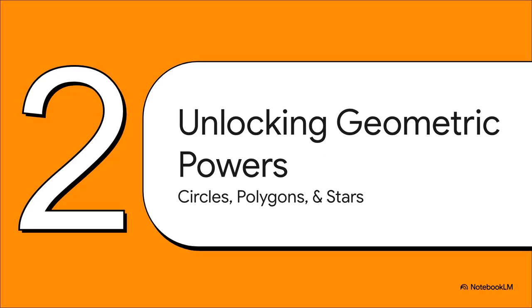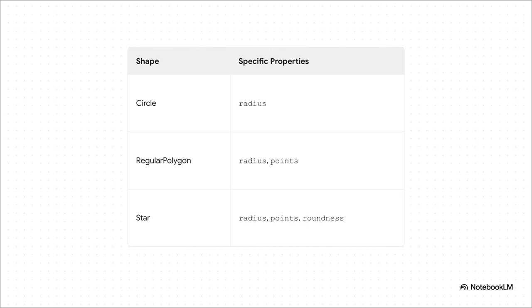All right, enough theory, let's get our hands dirty. We're going to start with some of the most common shapes you'll use all the time: circles, polygons, and stars. Let's see what kind of unique powers they're hiding under the hood. And you can see it right here. Just look at how each shape has its own special toolkit. A circle just has a radius. A regular polygon has a radius too, but it adds points. And then the star gets even fancier with radius, points, and a little something called roundness. Each one gives you a totally different kind of control.